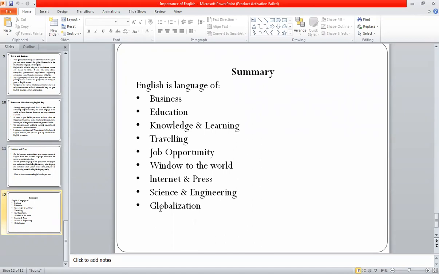The next point is traveling. Traveling becomes easy and comfortable when you are well acquainted with this language and are able to speak it.